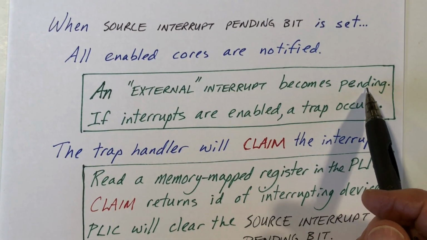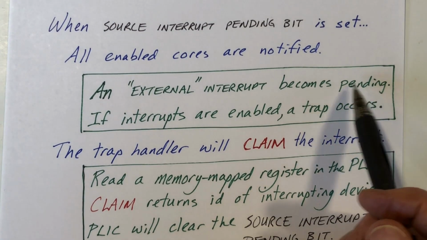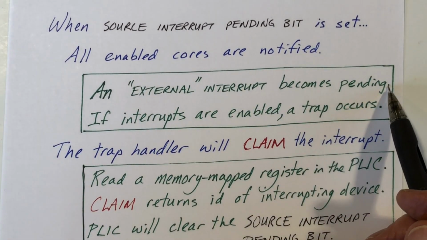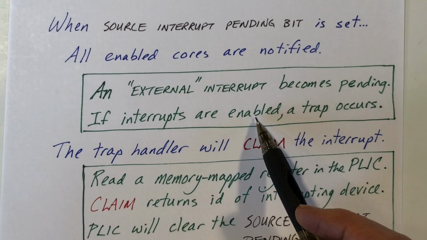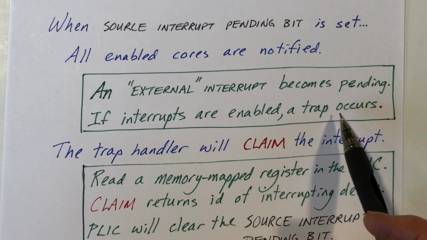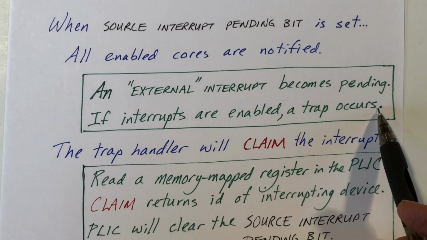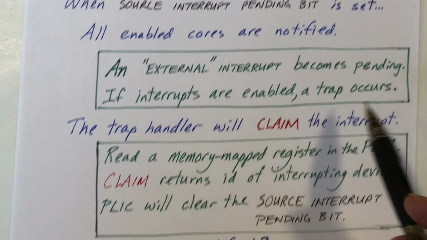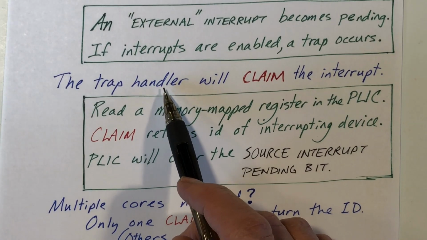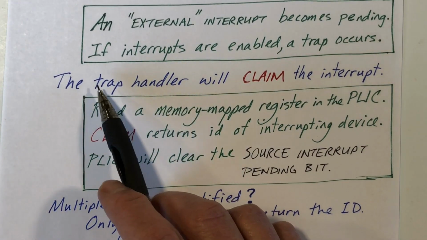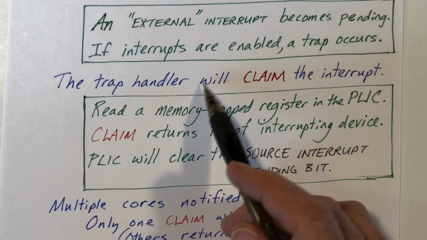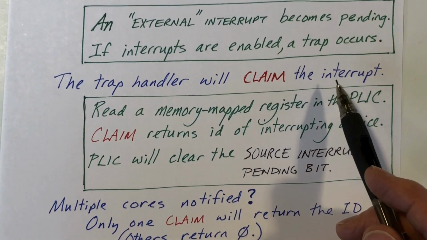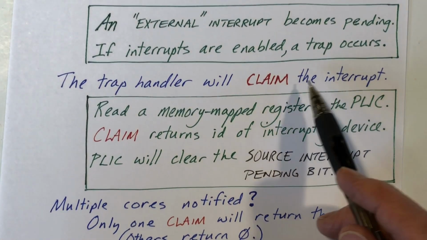Now remember, with RISC-V, a core can deal with 3 kinds of asynchronous interrupts. One is a timer interrupt, one is what's called a software interrupt, and the third is an external interrupt. So the PLIC will cause an external interrupt to become pending in that core. If that core has interrupts enabled, then a trap will occur immediately. But if interrupts are disabled, then the trap can't occur at that time. But when the trap occurs, the trap processing will invoke a trap handler routine. So the trap handler code will start executing, and the first thing it will do, presumably, is to interact with the PLIC to claim the interrupt.